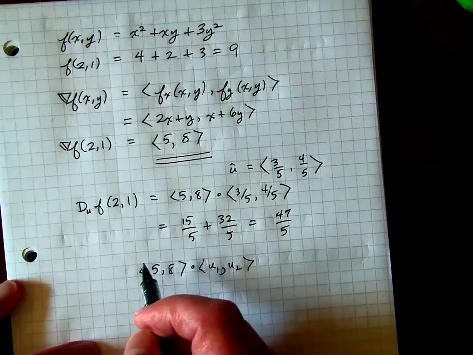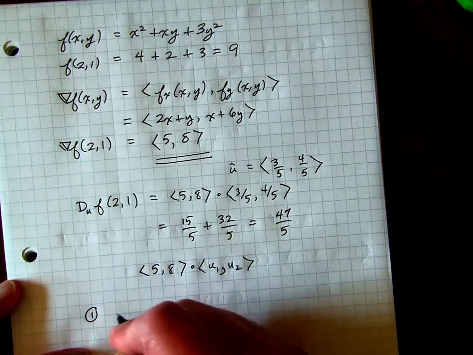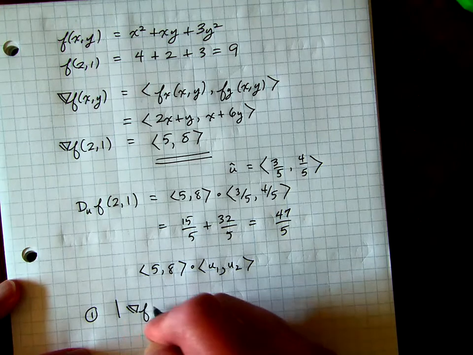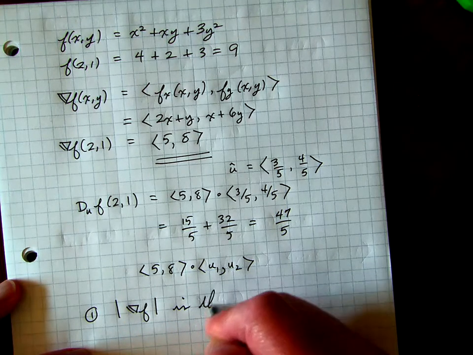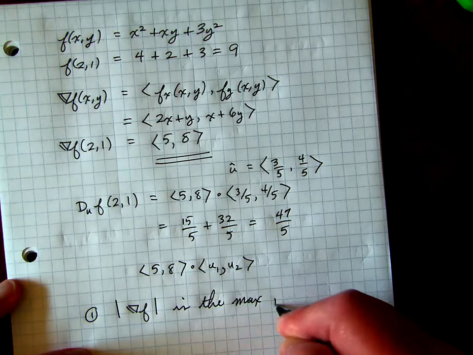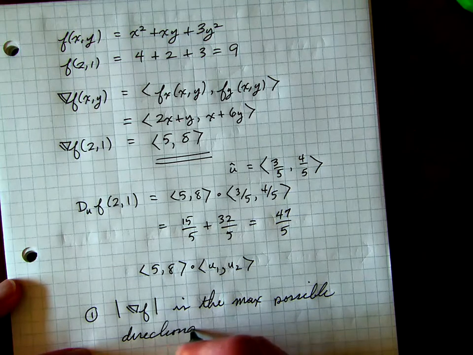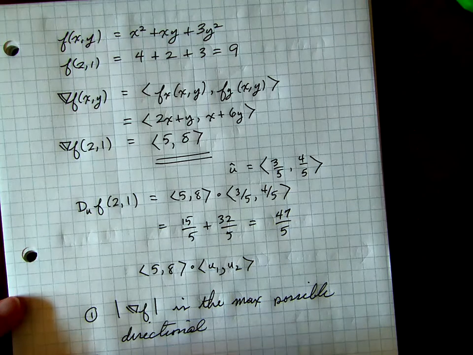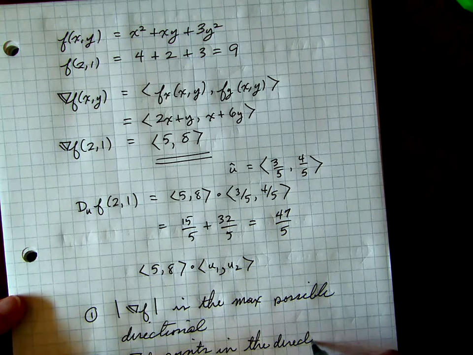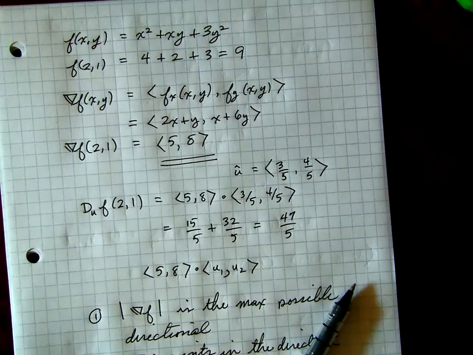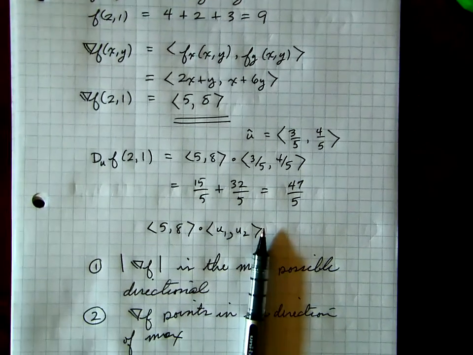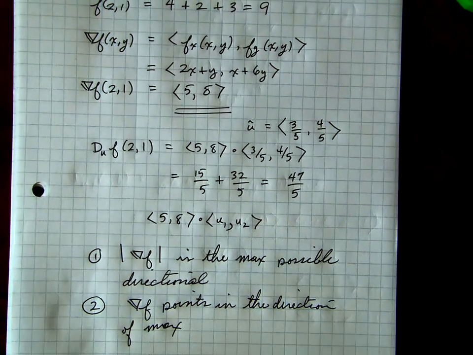Fun facts. First, the magnitude of the gradient is the maximum possible directional derivative. Second fun fact, the gradient vector points in the direction of maximum change. Those important facts about the gradient vector could serve you well. And that's it for this one.